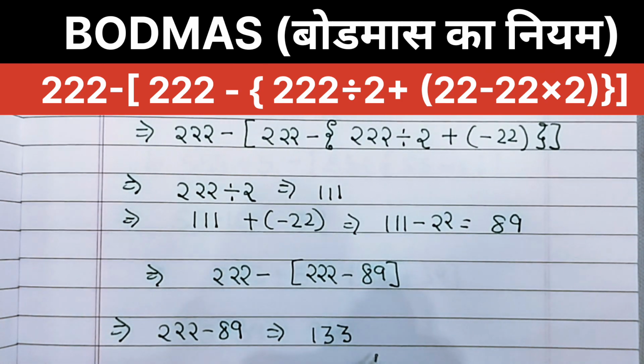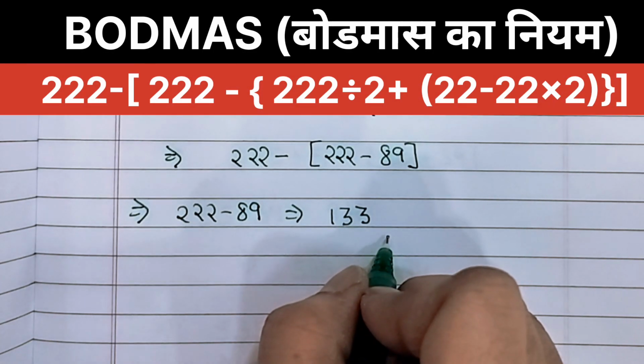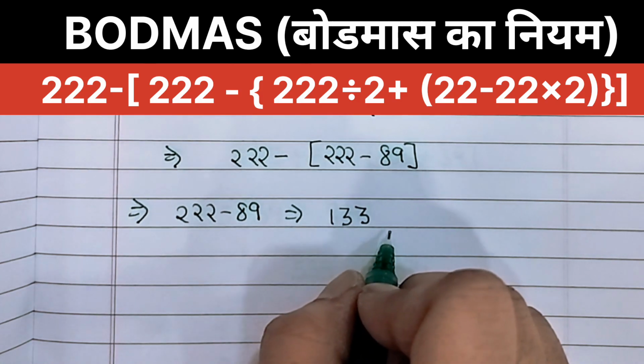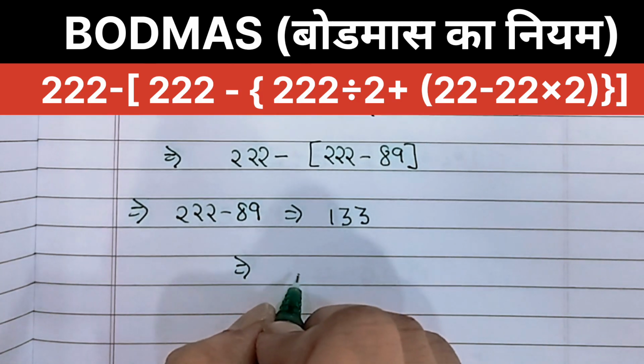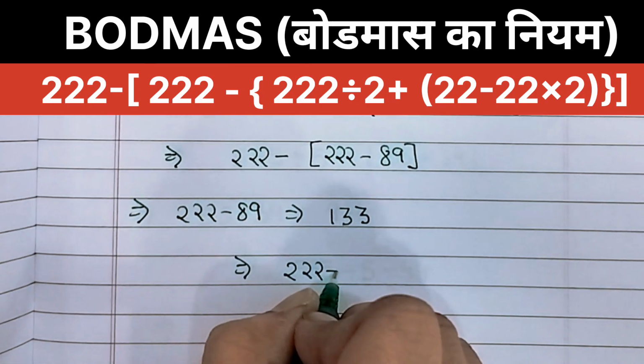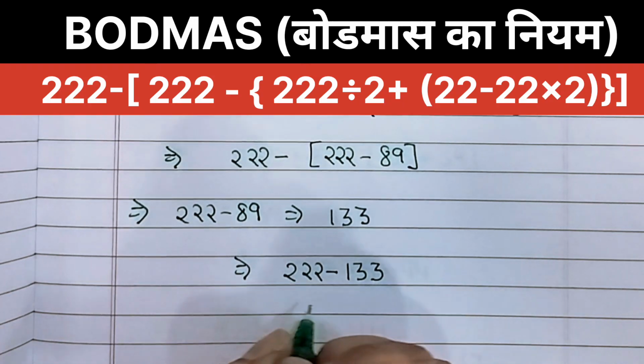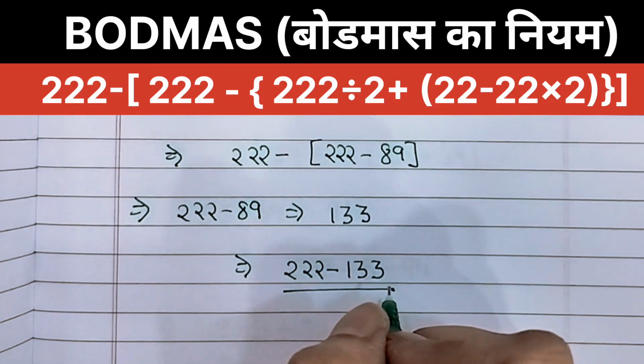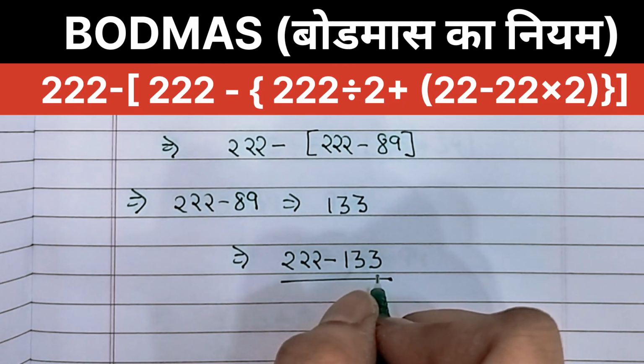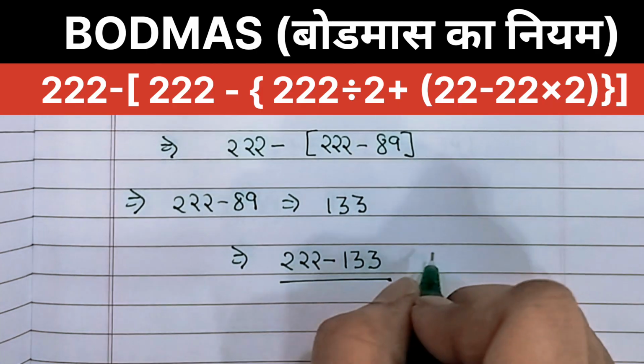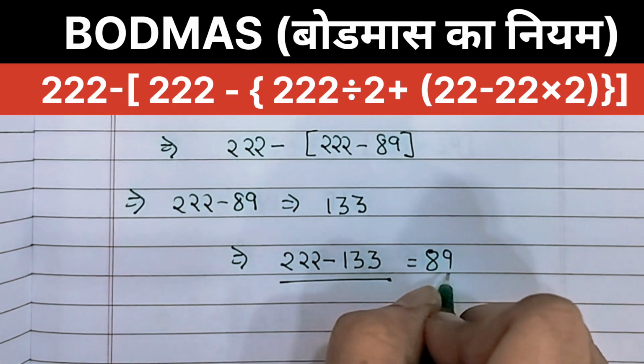So in step 3 we resolve the final set of brackets, leaving us with a simple subtraction. Now the expression becomes 222 minus 133. Now finally we subtract the values. So we complete the final operation outside all the brackets. So we get 89 as the final answer.